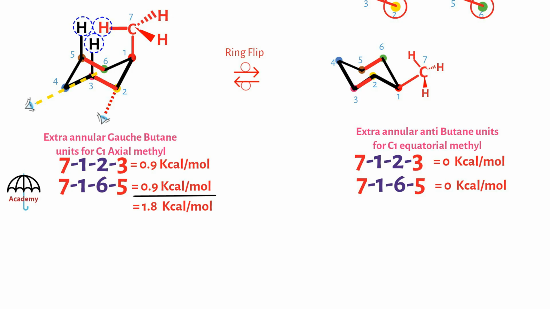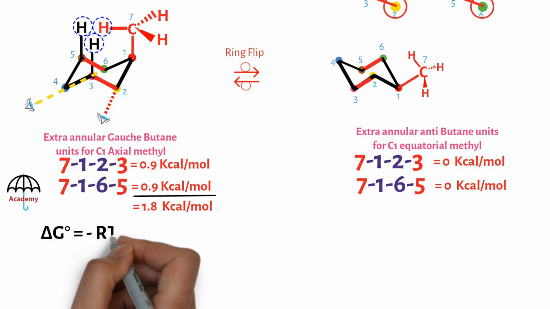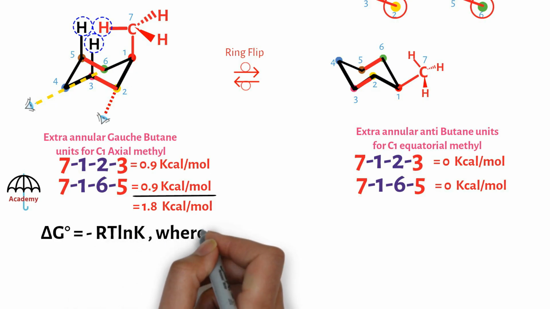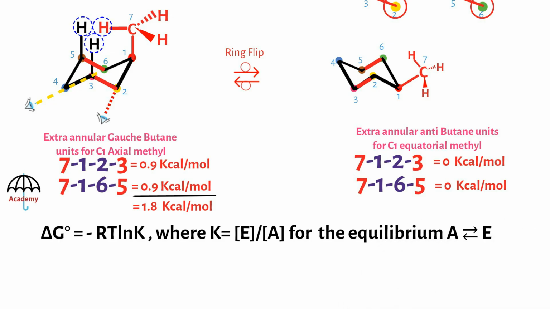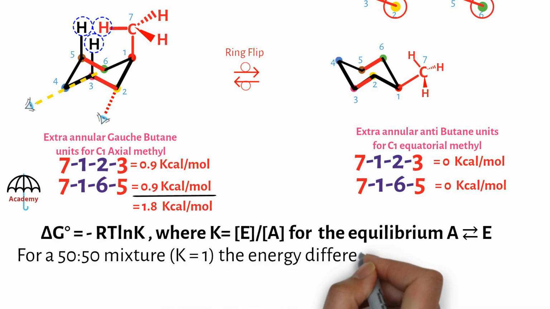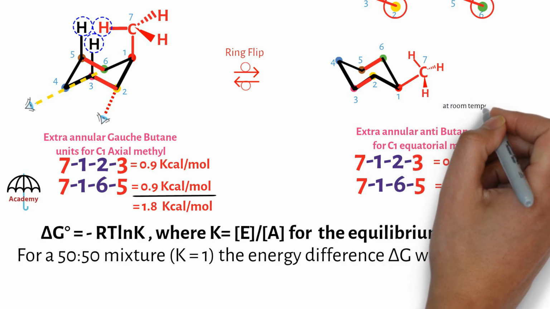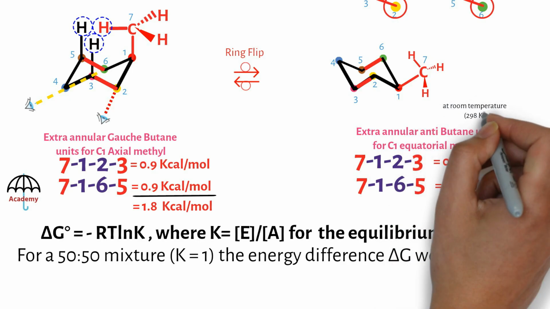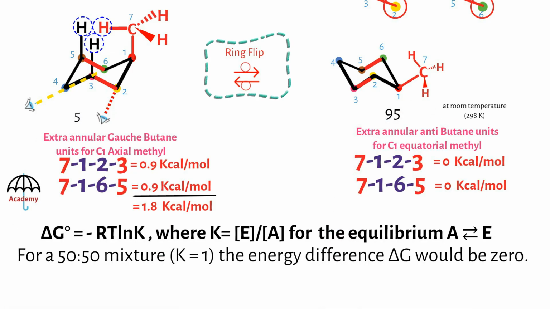The actual energy difference of the conformations is calculated by the Gibbs free energy formula, delta G equal to minus R T ln of K, where K is equilibrium constant for axial equatorial conformational equilibrium. For a 50:50 mixture, which means K equals 1, the energy difference would be 0. For methylcyclohexane, at room temperature, 298 Kelvin, the ratio of equatorial to axial has been found to be 95:5. This means the conformational equilibrium should be favoring equatorial.